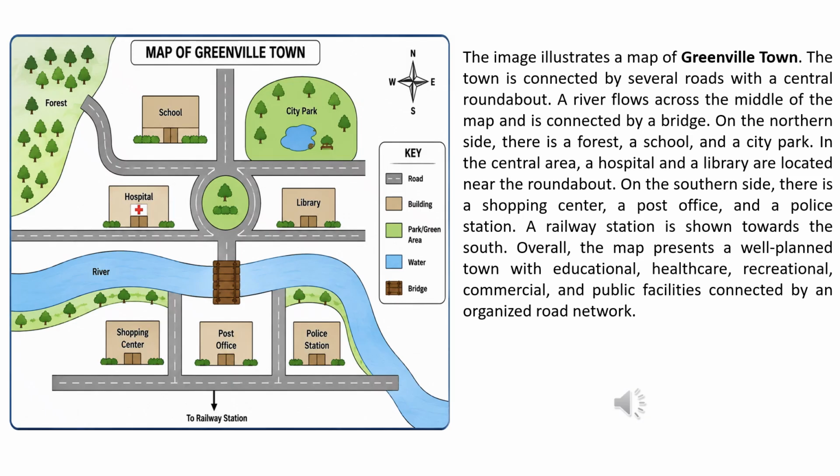On the southern side, there is a shopping center, a post office, and a police station. A railway station is shown towards the south. Overall, the map presents a well-planned town with educational, healthcare, recreational, commercial, and public facilities connected by an organized road network.